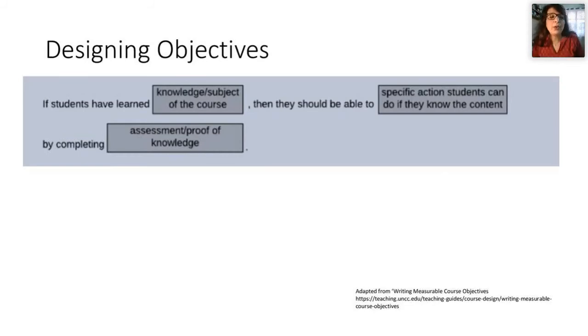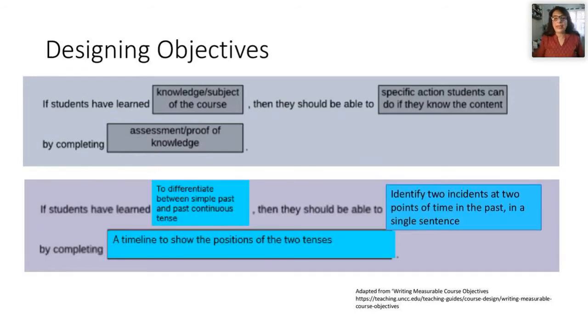So I'm going to be quickly showing you how to design objectives. This is a quick way to show you. This is a formula that I find very, very helpful. So do look at it. This is how you as teachers could write down your objectives. Make this your formula. If students have learned something, some knowledge or subject or whatever, then they should be able to do something. They will be able to engage in a specific action students can do if they know the content. If they know this, they will be able to do a specific action here by completing something. This is the evidence. So they will be able to complete the assessment, which will be the proof of knowledge. So 3 components. If they have learned this, they'll be able to do some action, which will show the assessment of something.